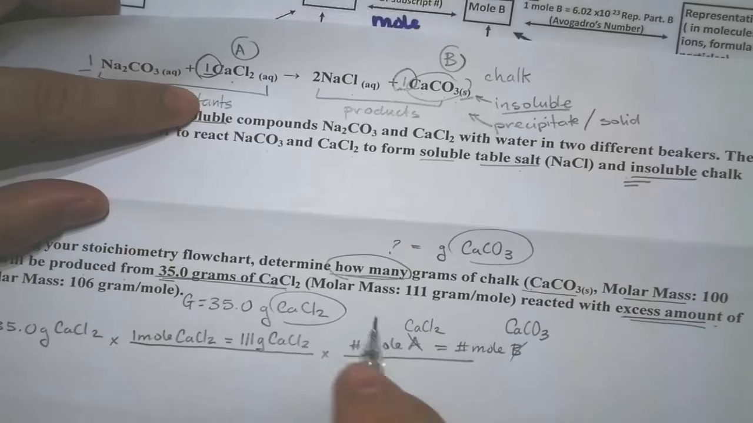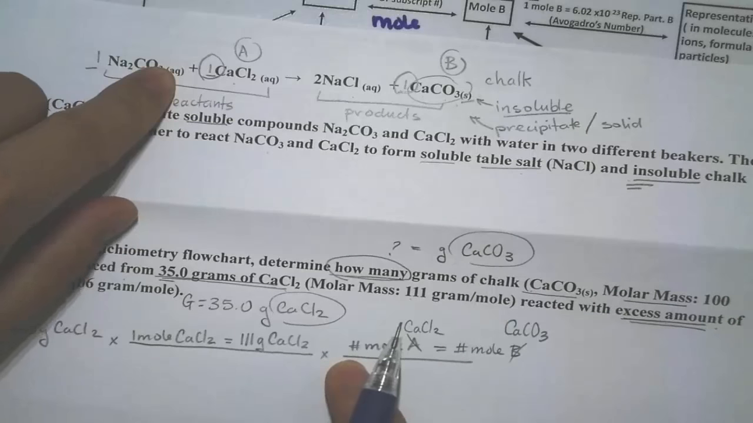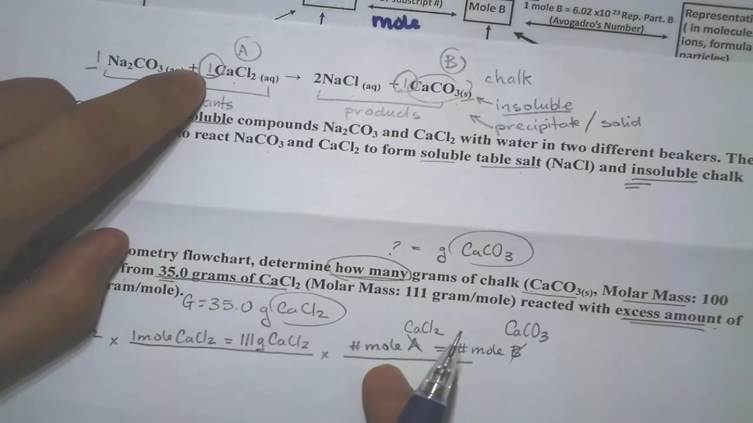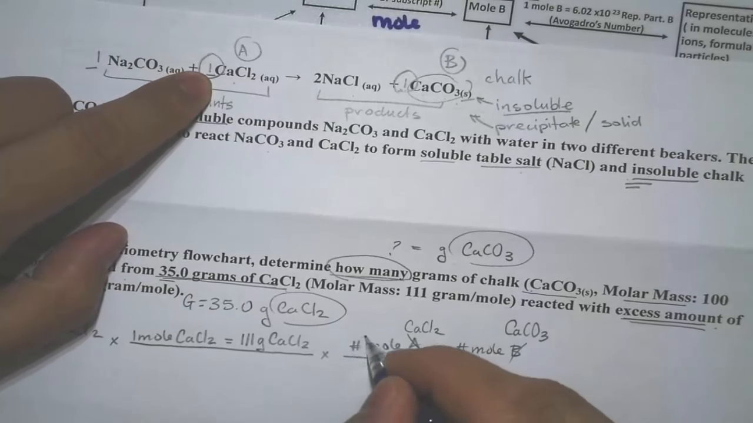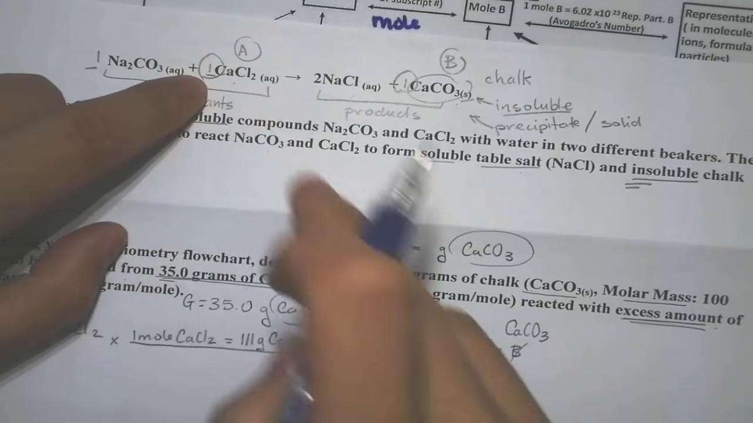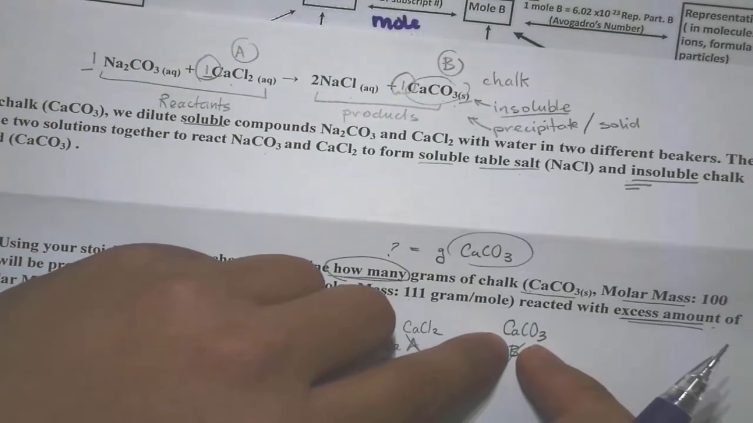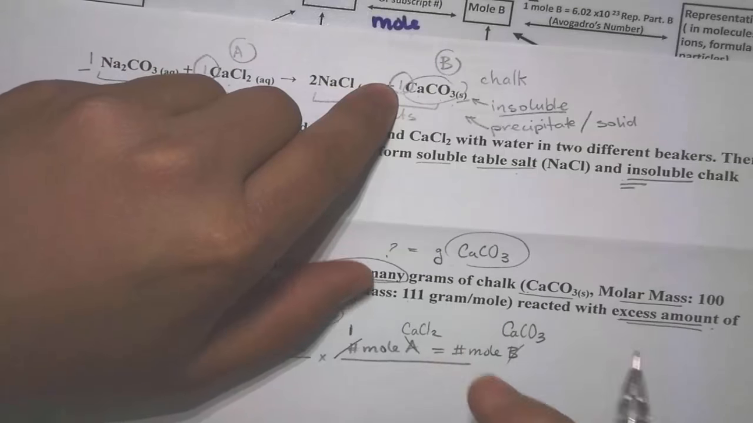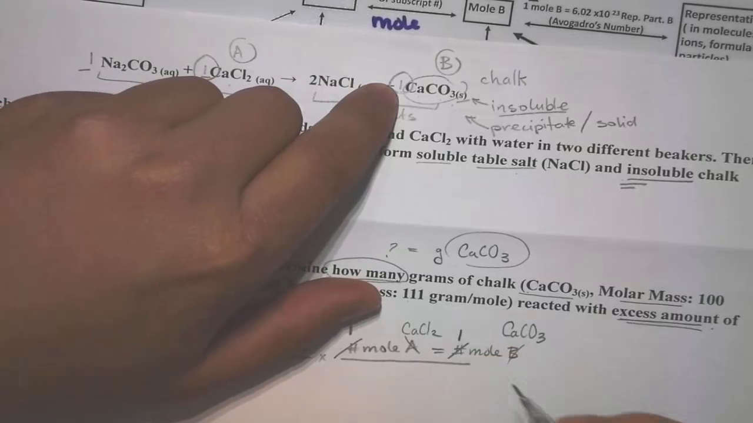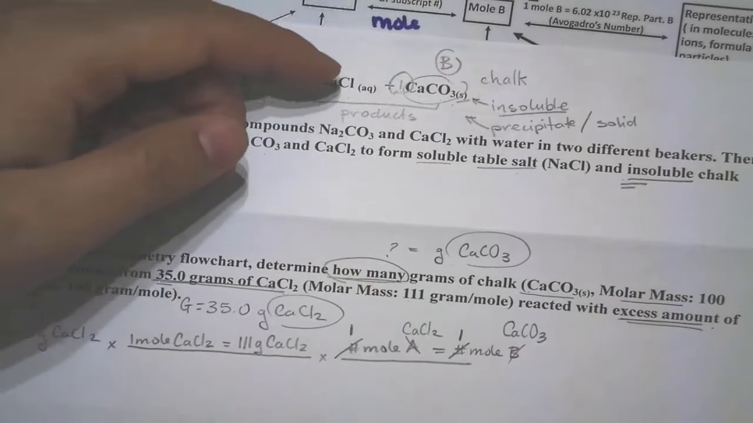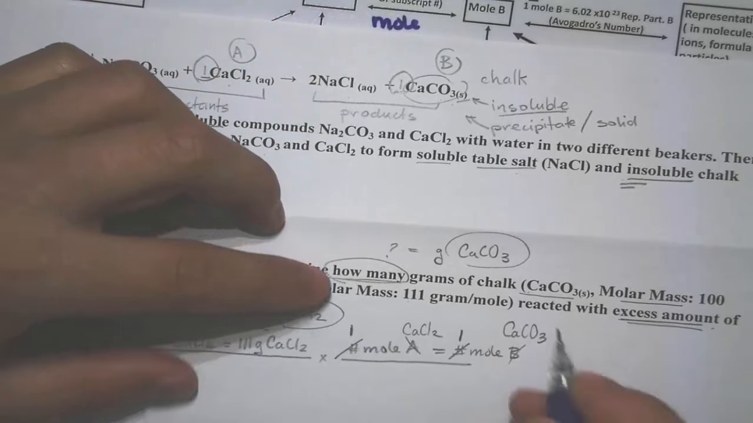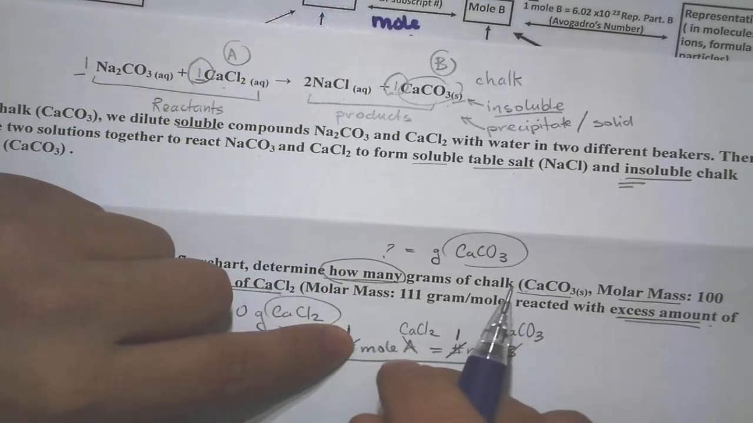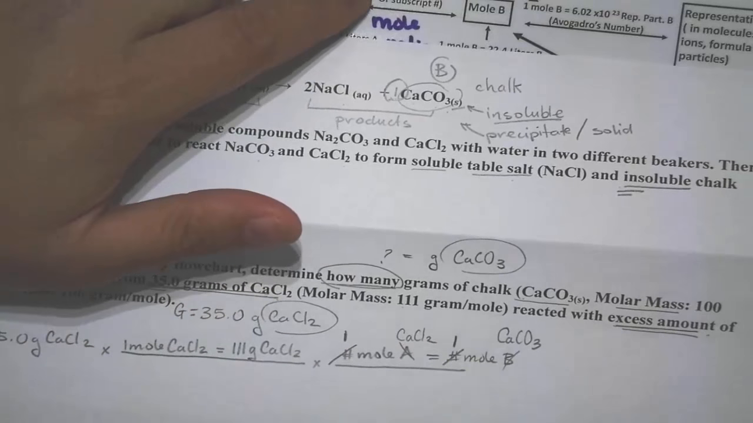So go back to the balanced chemical equation. It has to be balanced. And look at calcium chloride. What's the coefficient? Oh, it's 1. There you go. See right there, it's 1. And look at calcium carbonate. What's the coefficient? Oh, it's 1. So that's also 1 as well. If it's something else, it will be something else. So keep that in mind. This is the coefficient. And that's how you use this mole ratio conversion factor.